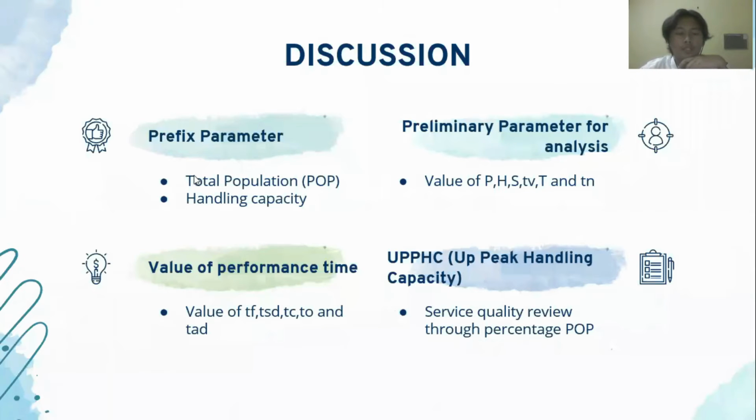So for discussion, these are the 4 parts needed to calculate for designing a lift. First is the prefix parameter, the preliminary parameter for analysis, the value of performance time, and UPPHC, which is up-peak handling capacity. For prefix parameter, we have total population, POP, and handling capacity. For preliminary parameter for analysis, we have the values of P, H, S, TV, T, and TM. For value of performance time, we have the values of TF, TSD, TC, TO, and TAD. And lastly, for UPPHC, we have service quality review through percentage POP.